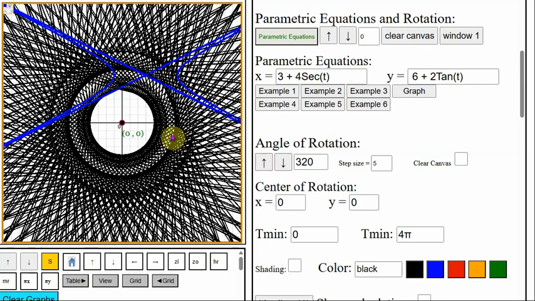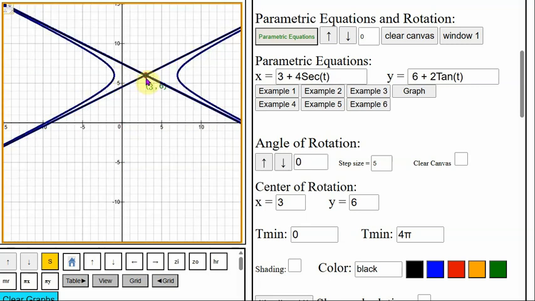And now let's make the center of rotation at the point 3, 6. So here's the point 3, 6, and now we're just going to rotate this hyperbola around this point 3, 6 right here.